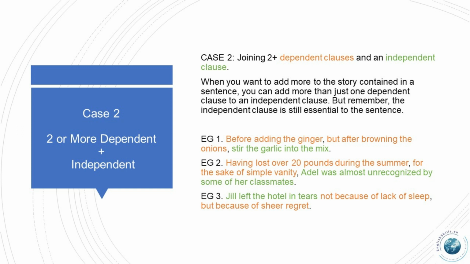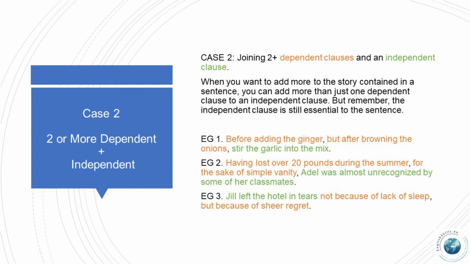Joining two dependent clauses and an independent clause. When you want to add more to the story contained in a sentence, you can add more than just one dependent clause to an independent clause. But remember, the independent clause is still essential to the sentence.